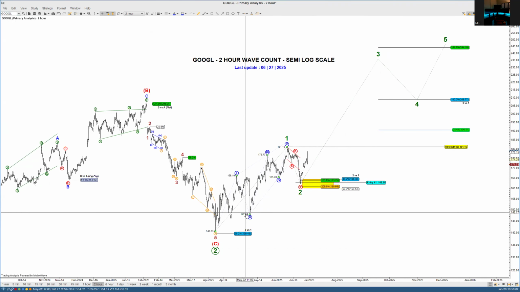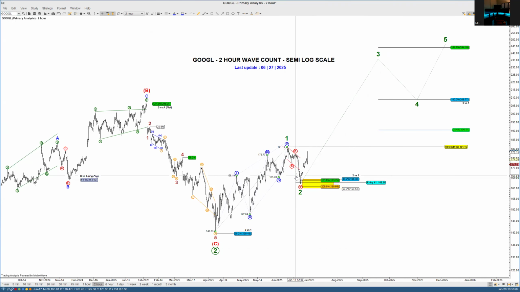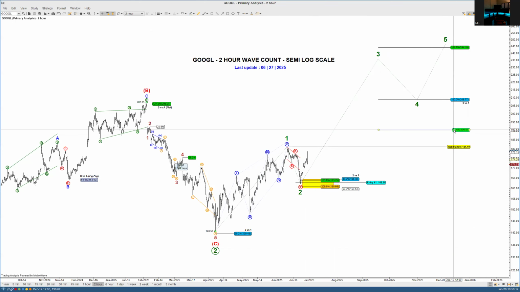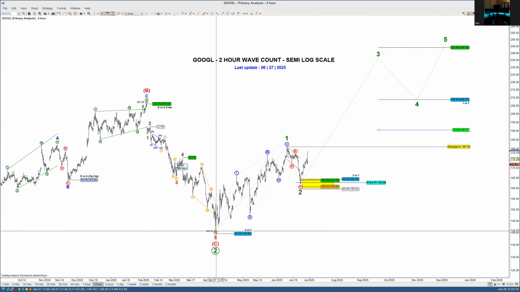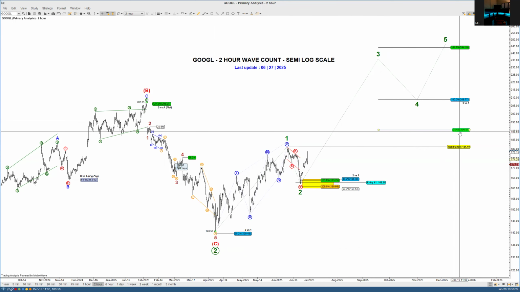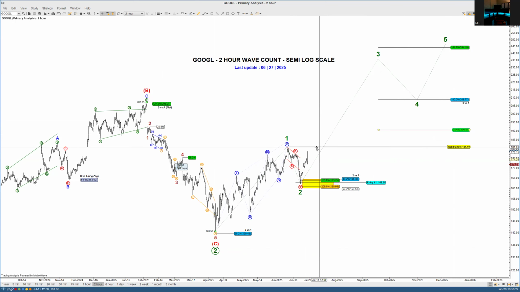So we have 5 and 3. What we look for is we need to break 181.10, meaning we need to take out the previous high. If we do that, the 78.6% retracement from the peak to trough decline, which is from 207 down to 140, is at 190. So if we break this, there's a very good chance we're going to go back and retest this 78.6. That's going to be a hurdle. Okay, keep that in mind. You don't just slice through 78.6.